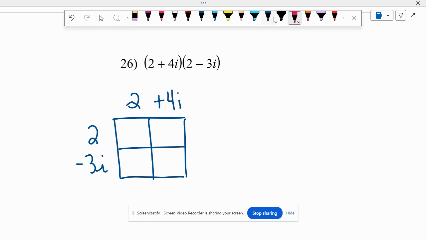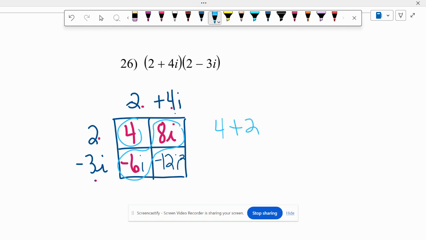All right. What is 2 times 2? 4. What is 2 times 4i? 8i. Okay. What is 2 times negative 3i? Negative 6i. And what is negative 3 times 4i? And i times i is i squared. Yeah. Okay, let's pull out what we have. We have a positive 4. What is negative 6 plus 8? 2i. And tell me, what is negative 12 times negative 1?